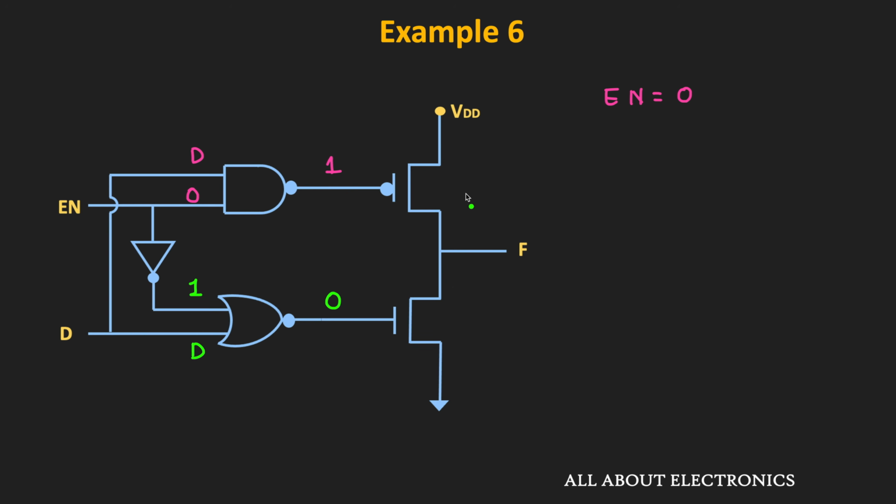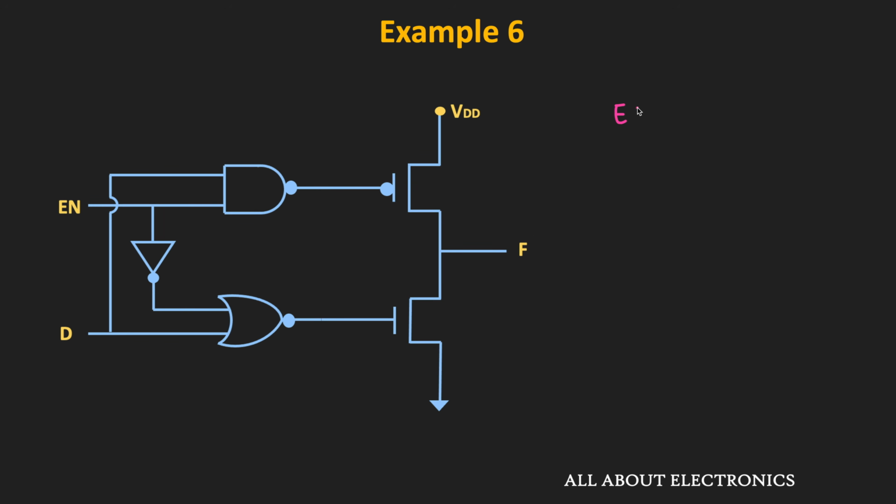Now as you know, whenever the input to the PMOS transistor is equal to 1, then it will act as an open circuit. Or in other words, it will remain in the off condition. And similarly, for the NMOS transistor, whenever the input is equal to logic 0, then it will also remain in the off condition. That means whenever the enable input is equal to 0, then both transistors will remain in the off condition. And therefore, this output F will be in the high impedance mode. That means whenever this enable input is equal to 0, then the output F will be in the high impedance mode.